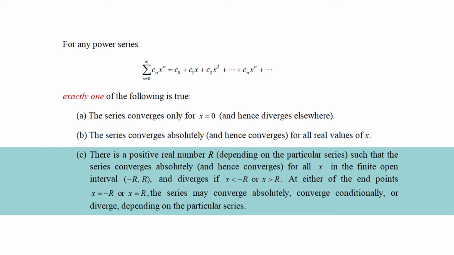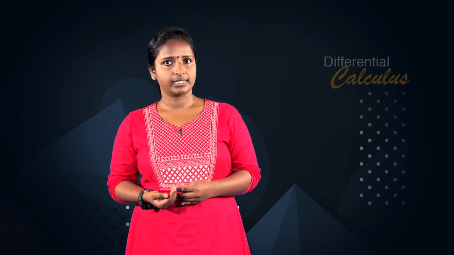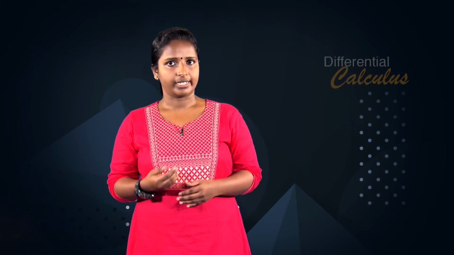At either of the endpoints x equal to negative r or x equal to r, the series may converge absolutely, converge conditionally or diverge, depending on the particular series. Theorem 1 states that the convergence set for a power series in x is always an interval centered at x equal to 0, possibly just the value x equal to 0 itself or possibly infinite.